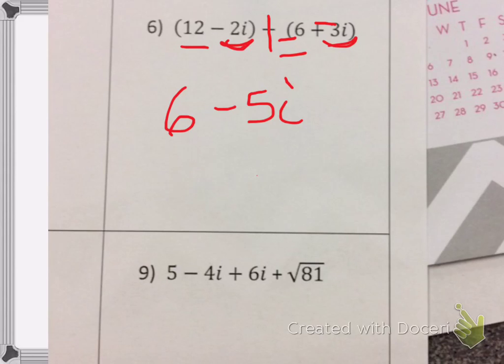If we look at this bottom one right here, again combining like terms, this 81 is going to come out as 9, and it's positive 9, no i on it or anything like that. So we're going to have 5 plus 9, which is 14, and then a -4i plus 6i, which is plus 2i.